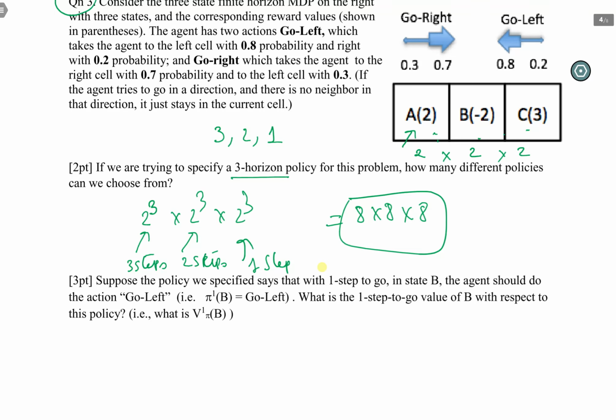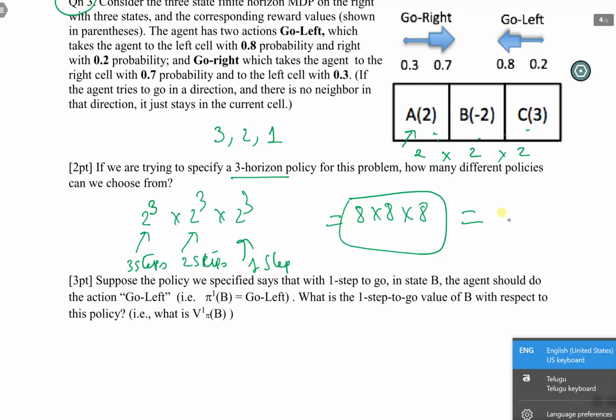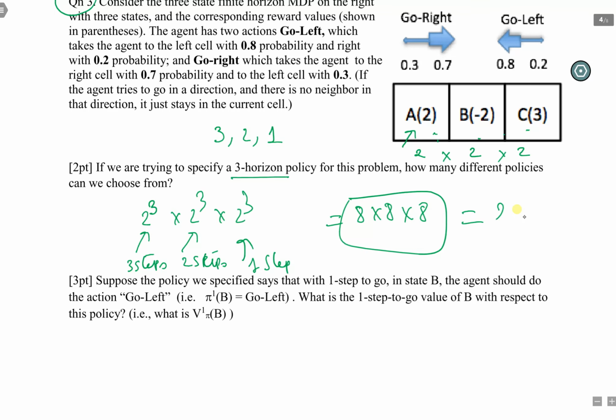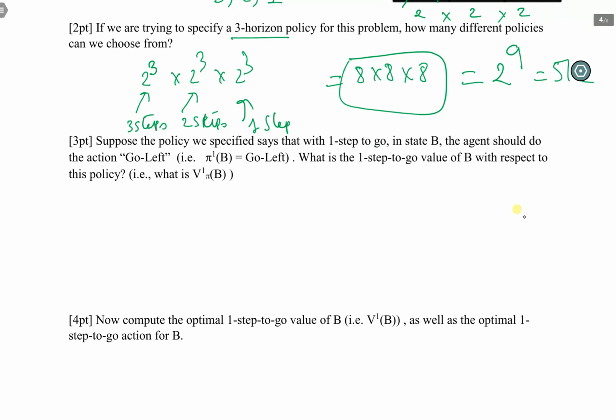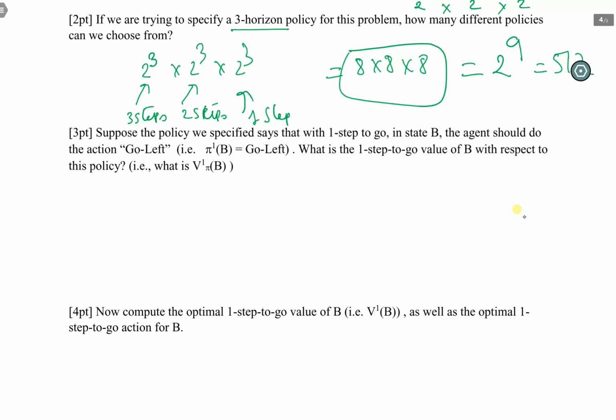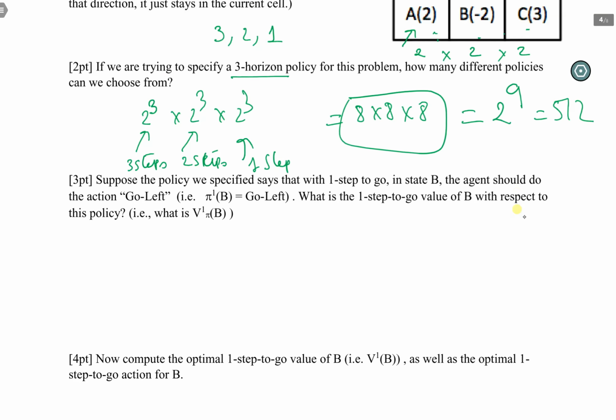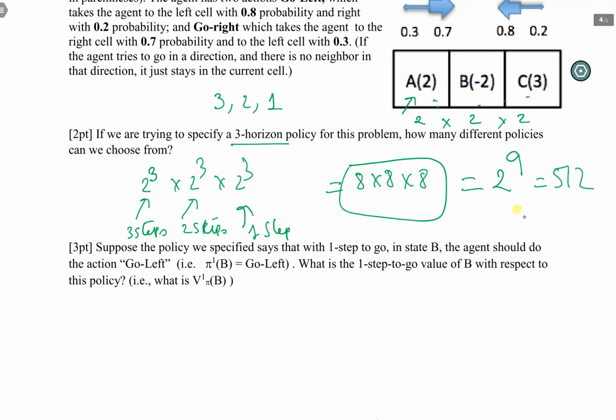That is basically equal to 2 to the power 9, which is 512 policies. So the number of policies just for this little problem with 3 horizon is 512. Okay, that's the deal.